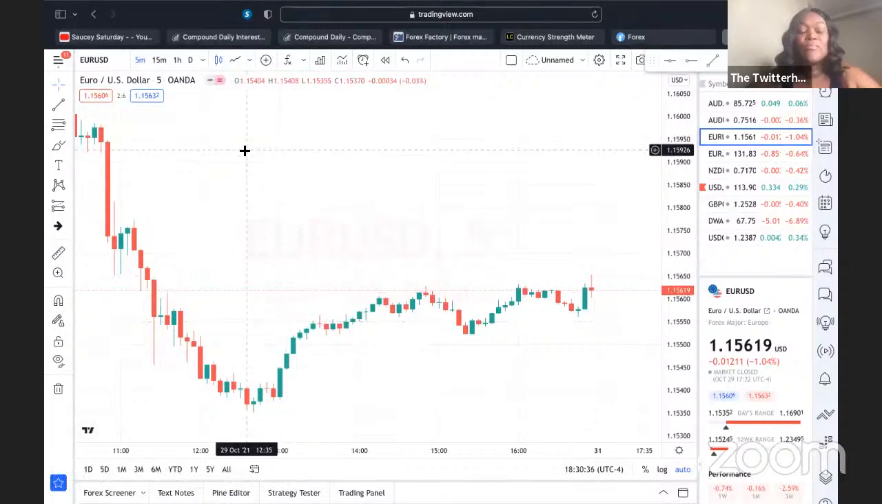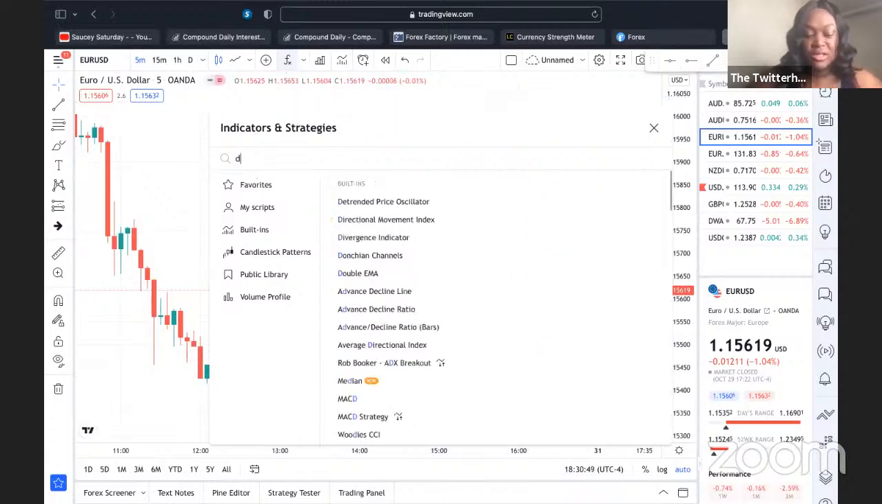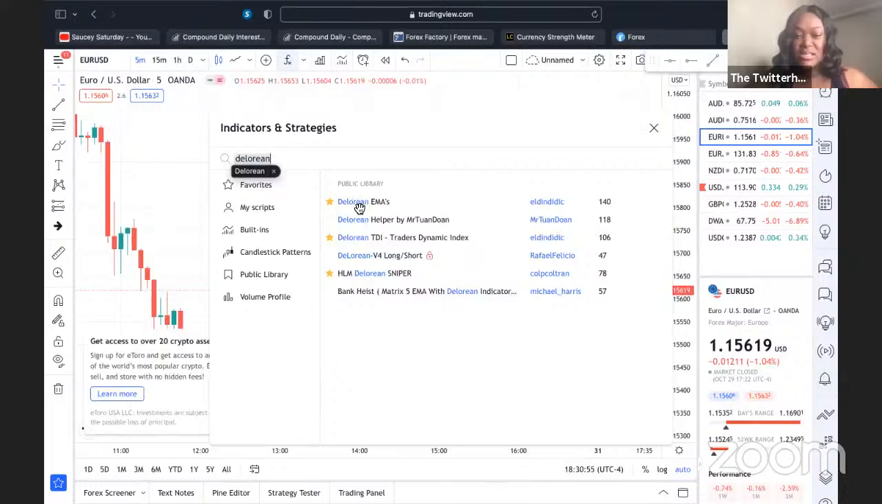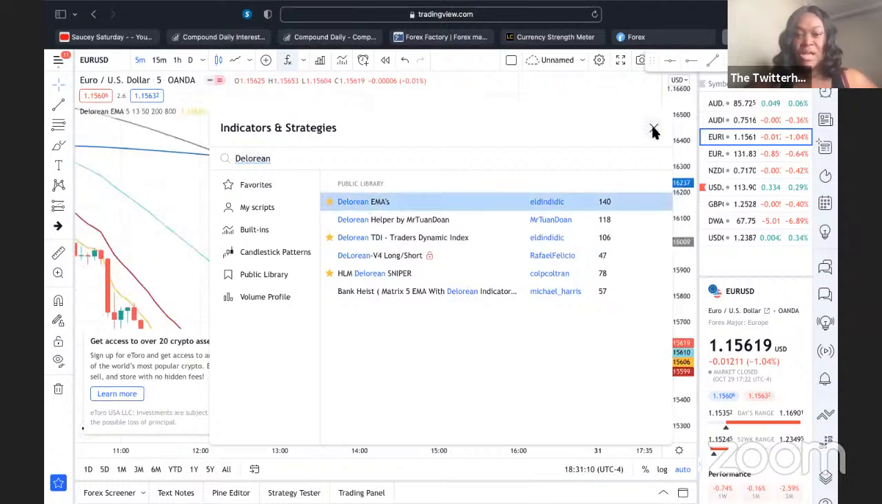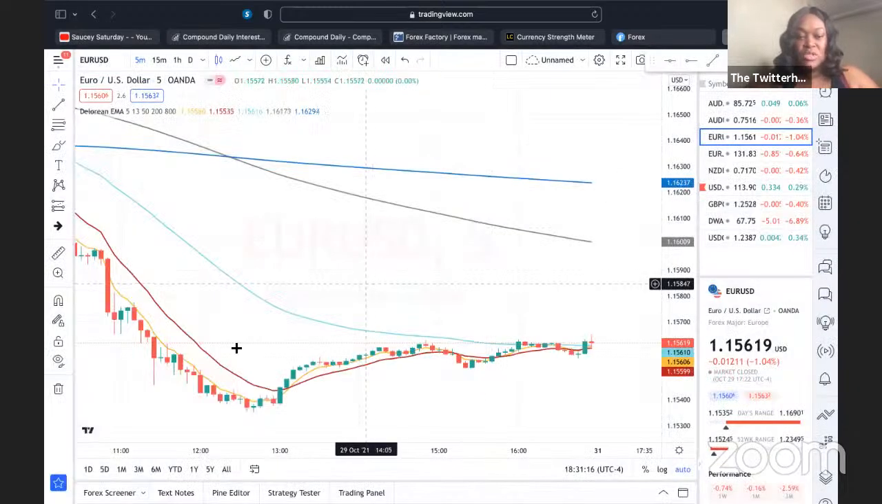All right. So for Delorean, there's an indicator that you'll need. You go to FX and you'll search Delorean, and you can start Delorean EMAs, right? Once you start it, it will be in your favorites. And you select that, and it's going to populate all the EMAs that you need. So you have the 5 EMAs in one, right?